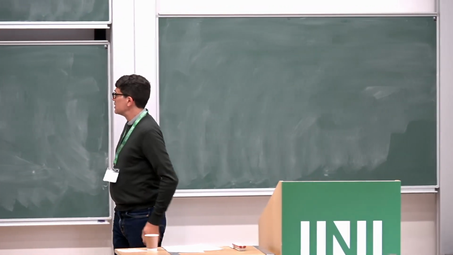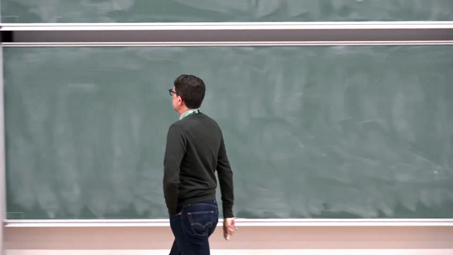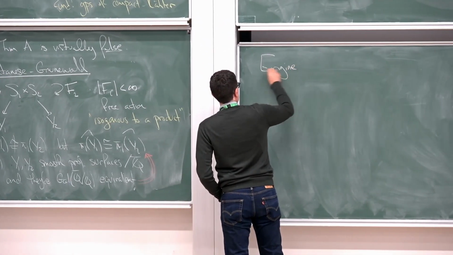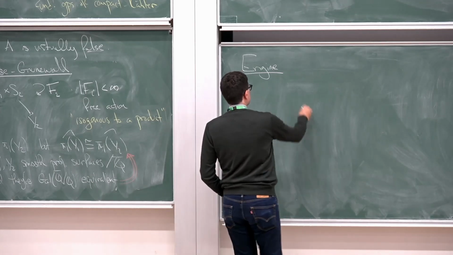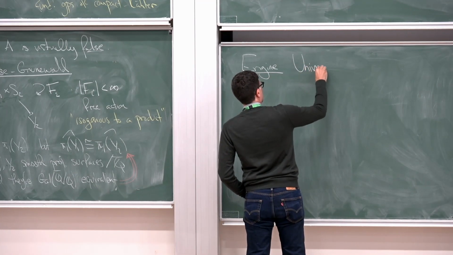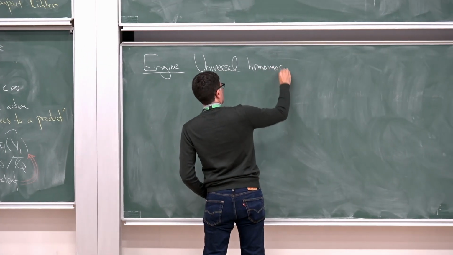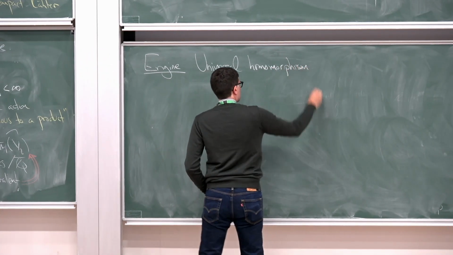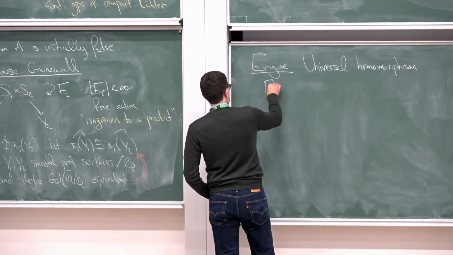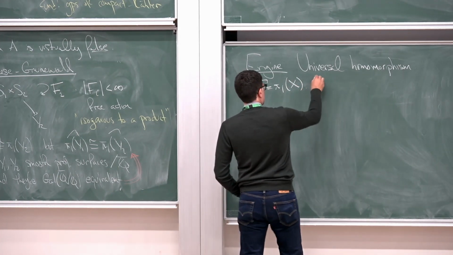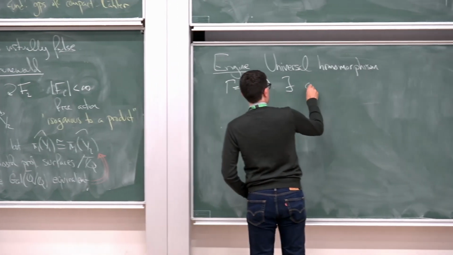So what is the engine for all of this? The engine is something called the universal homomorphism. So let gamma be our fundamental group. Then there exist Fuchsian groups.